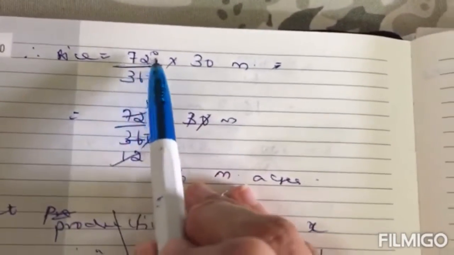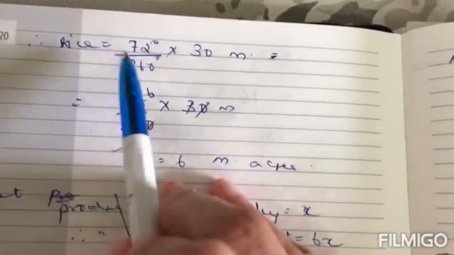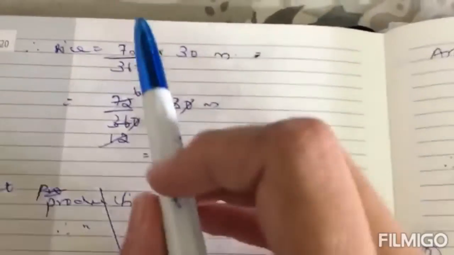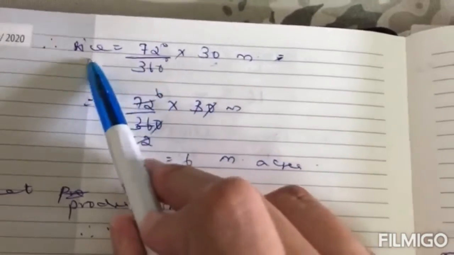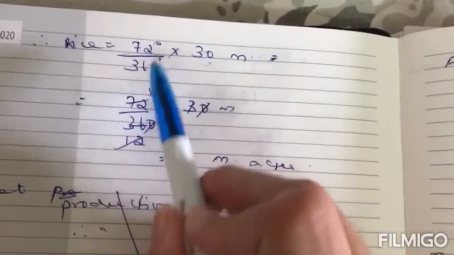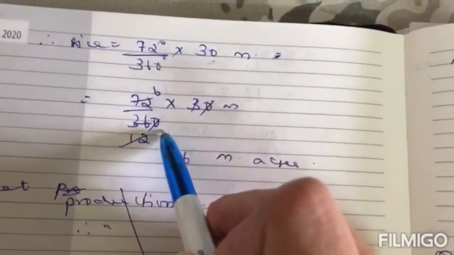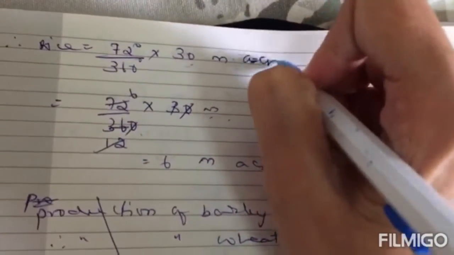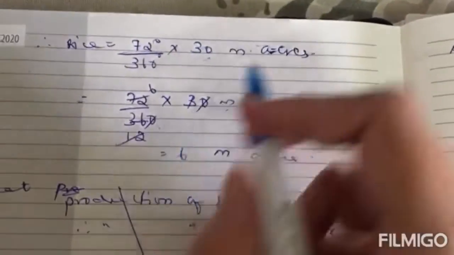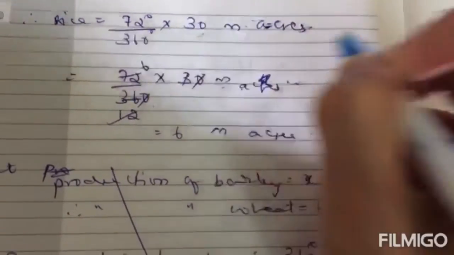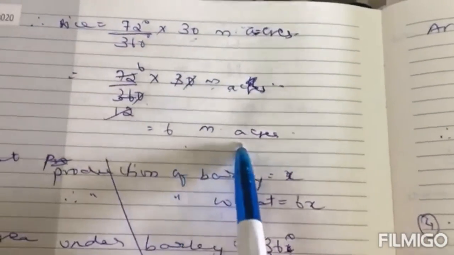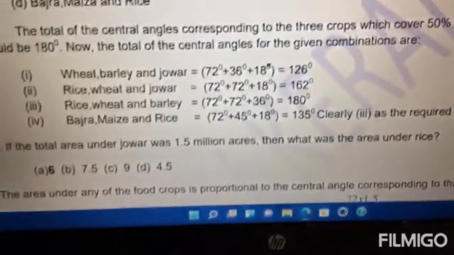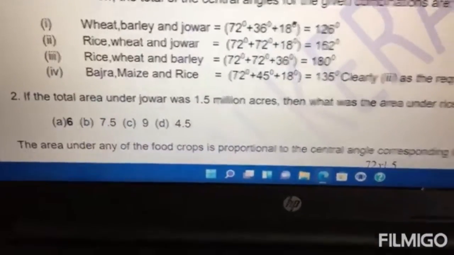Now they are asking, what is the area under rice? We saw that rice forms an angle of 72 degrees. Just like what we did for jowar, we have to find the area for rice. Here we know the total area, so it will be 72 degrees divided by 360 degrees into 30 million acres. When you simplify, you will get 6 million acres as the area under rice, which is correct.